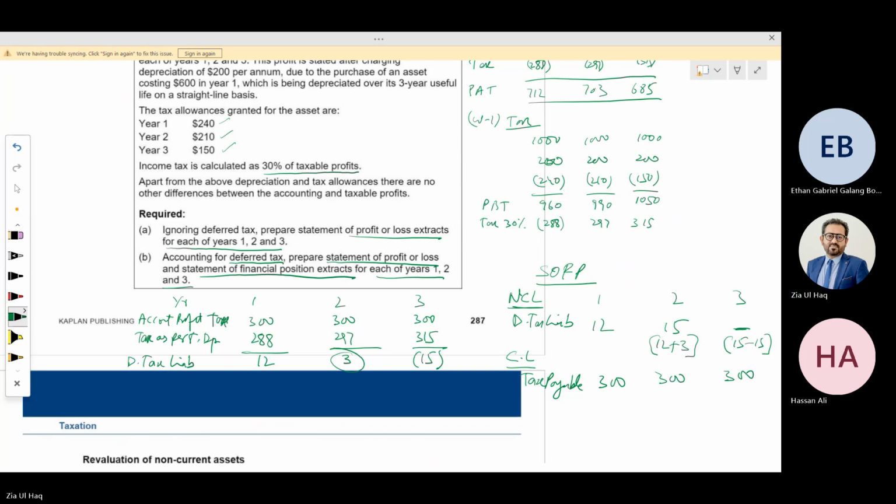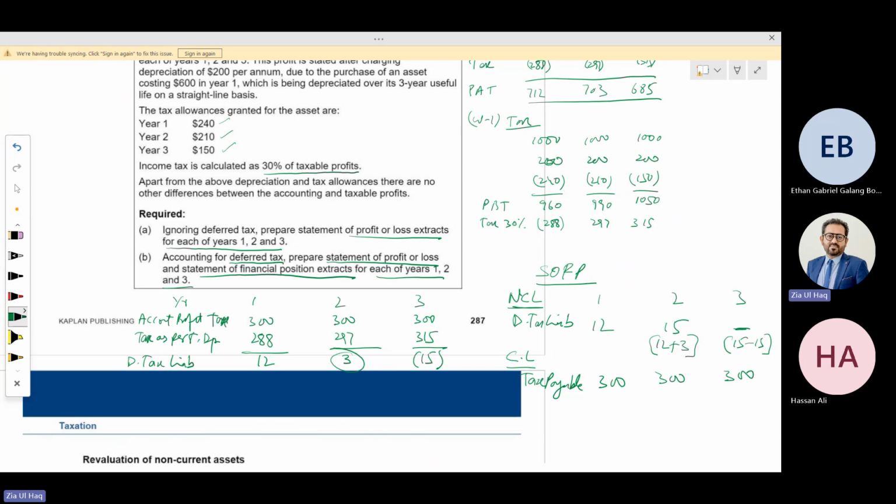In deferred tax, how to calculate: actual profit, meaning accounting profit tax, minus taxable profit. The difference is an increase or decrease. If actual is more than taxable, there will be a liability, which we have calculated for year 1. And for year 2, the difference plus previous opening. And for year 3, the difference plus previous opening. So that we have calculated for the statement of financial position. This is one way of calculating deferred tax liability.